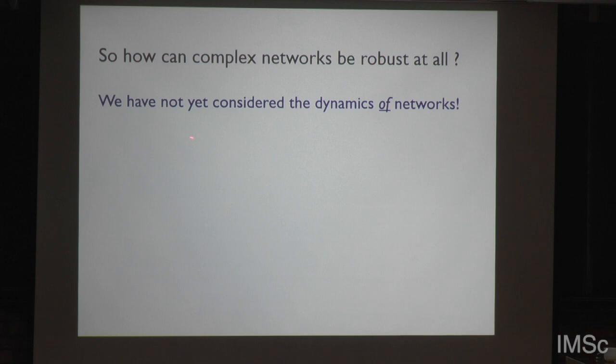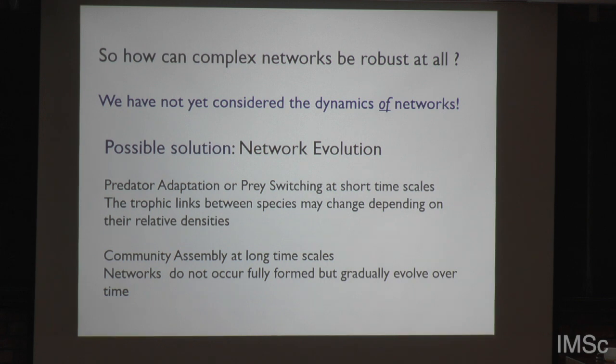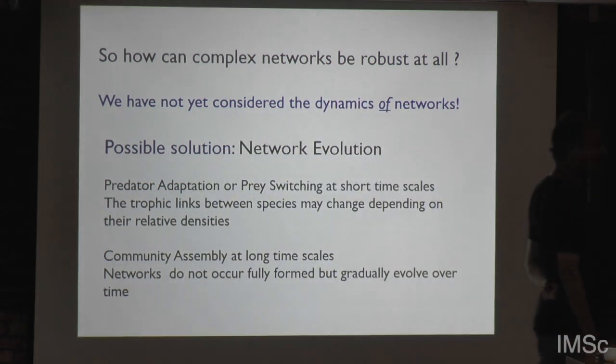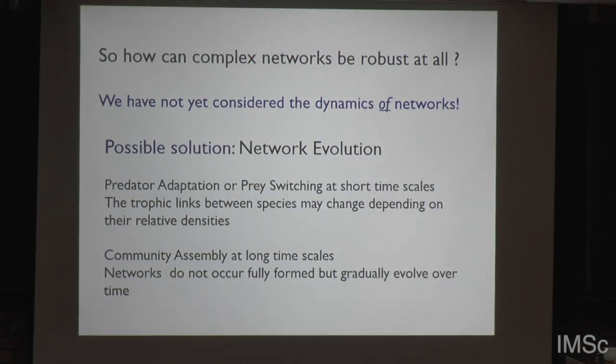And so you can ask, how can complex networks be robust at all if structural changes in the network do not seem to be affecting the result of May? Well, notice that so far we have been only focusing on structure. We have not really looked at the dynamics as a whole. Suppose you now bring into the mix the fact that ecological networks typically don't occur full blown in nature.